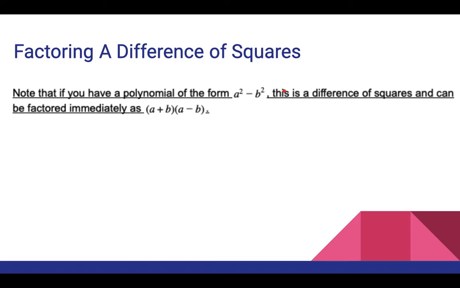So factoring a difference of squares is another nice cheat code. If you have a polynomial with the form a squared minus b squared, this is a difference of squares, and you can immediately factor it as a plus b times a minus b. A nice little cheat code you can use to save time with calculations.